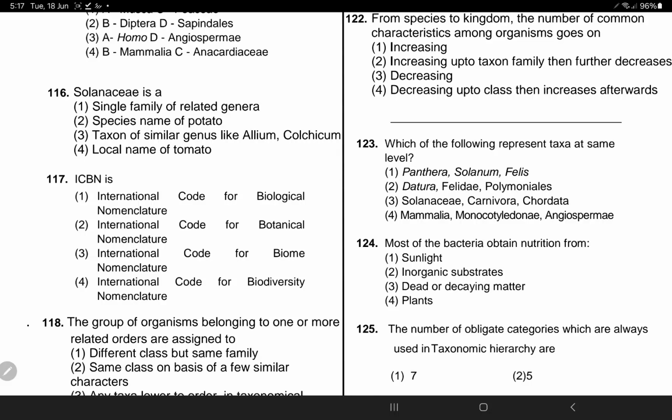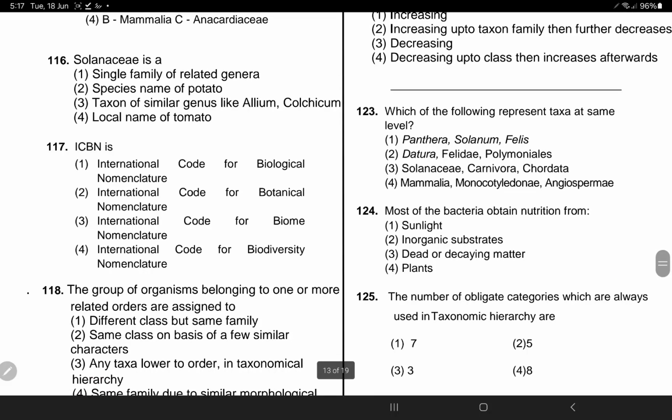So next, most of the bacteria obtain their nutrition from. So most of the bacteria are the heterotrophic bacteria. In that also, decomposing bacteria are huge in number. So the correct answer is 3, dead and decaying matter. The number of obligate categories that will always be used in taxonomical hierarchy is 7. So, right. Very good. So, the correct answer is 1.